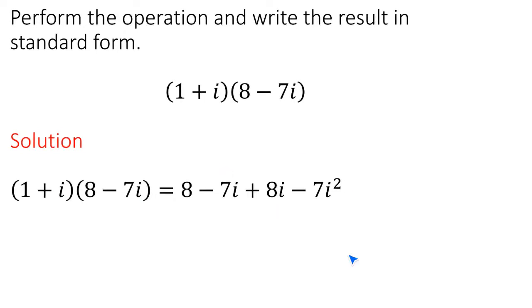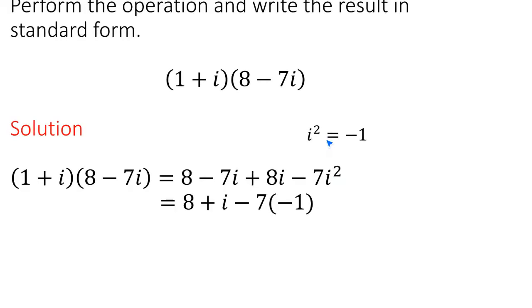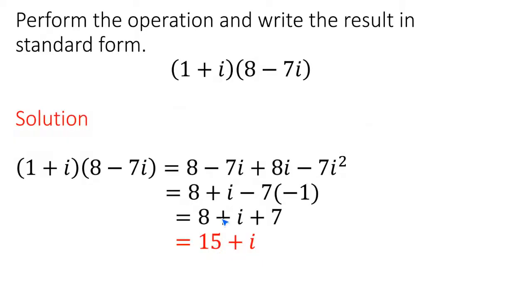So we need to combine like terms. And i squared, what is that equal to? If you recall from before, i squared is -1. So anywhere I see i squared, I want to replace it with a -1. So I'm going to have 8. -7i plus 8i is just 1i. So here's my 1i minus 7, and then i squared is -1. So we simplify, we get 8 plus i plus 7. 8 plus 7 is 15, and then we have our i.